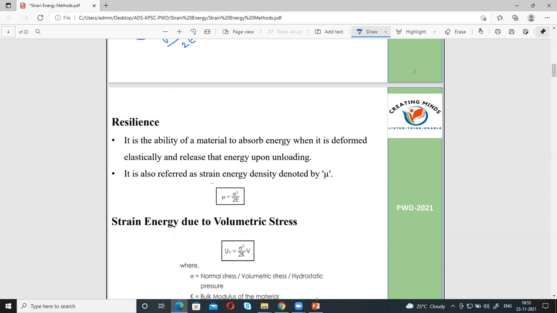See, you were just saying resilience, sir. What is resilience? It is the ability of a material to absorb energy when it is deformed elastically and release that energy upon unloading. Someone was asking, and this topic of resilience has come up here. Same thing, right? Same thing.